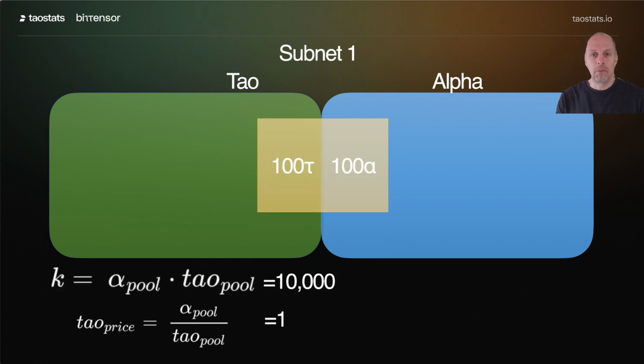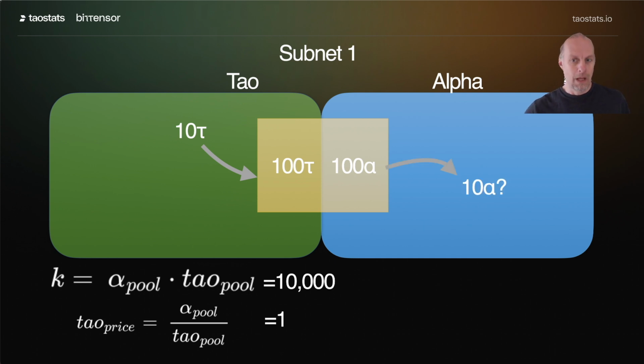Let's go through an example. So we've got a very simple liquidity pool here. There's 100 tau in it, there's 100 alpha in it. So our K is 100 times 100, which is 10,000. The tau price is 1 because it's 100 over 100. Now let's say I want to buy 10 tau worth of alpha. You might look at this and say, well, it's a 1-to-1 ratio, the price is 1, so if I get 10 tau, I'll come out with 10 alpha. But it doesn't quite work that way, because liquidity pools add some constraints to the way the conversion is done, and that's going to lead to something called slippage, which we'll also go into in this video.